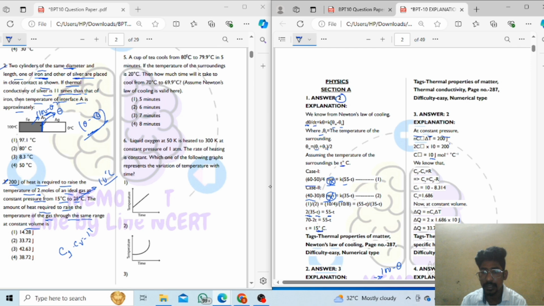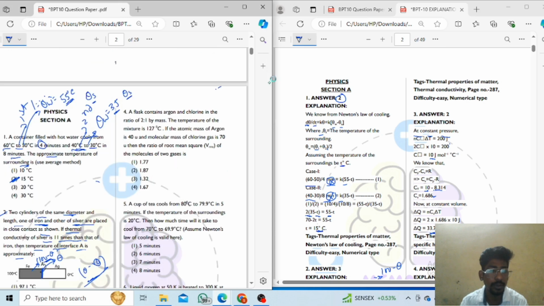Now put the value of Cv in the calculation of the heat transfer. That is del Q equals n Cv dT. dT will be equal to 10, because 15 to 25 means 10 degrees del T, and Cv is equal to 1.686, and n is given as 2. If you multiply all of this you will get 33.72, right? The simple concept is just to remember the relation between Cp and Cv. Two relations are there, already told you. Okay, question number 4.